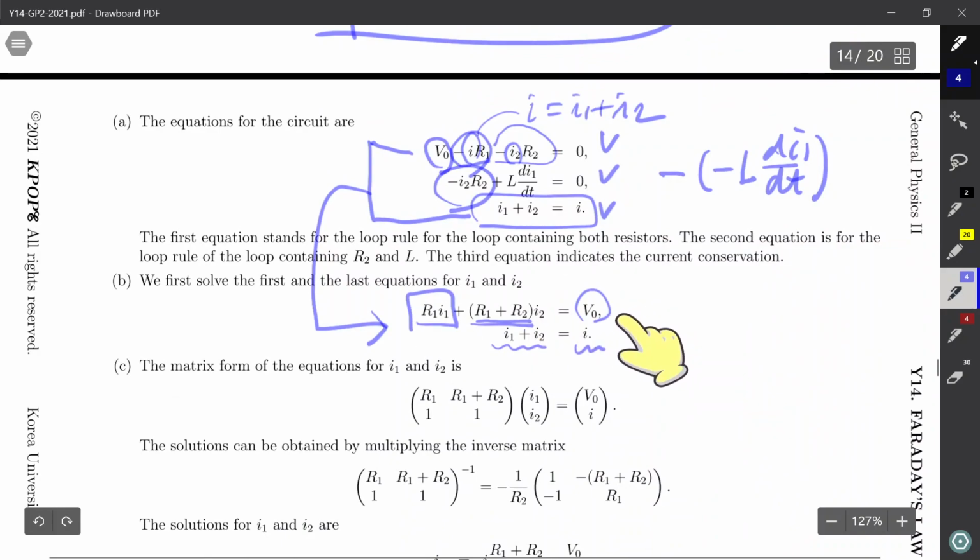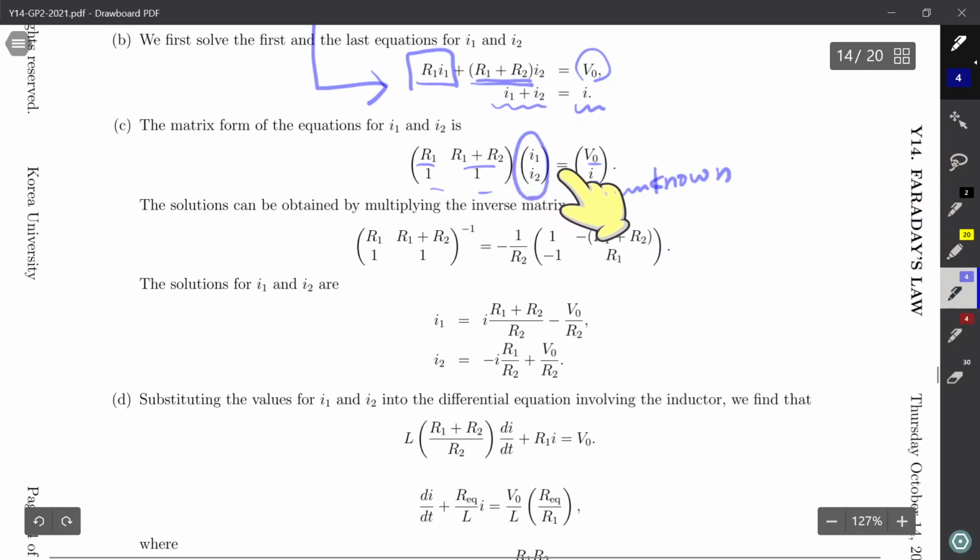Now we can solve this equation for I1 and I2, and this expression becomes solvable. These are all known, and this is unknown. I is unknown. However, we can express I1 and I2 in terms of a single current.